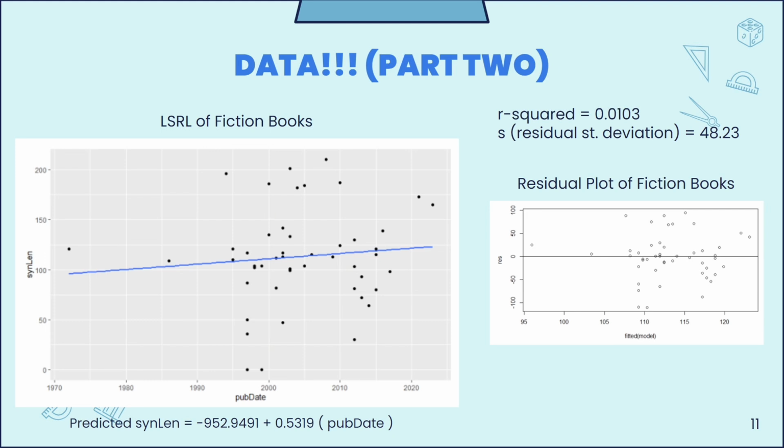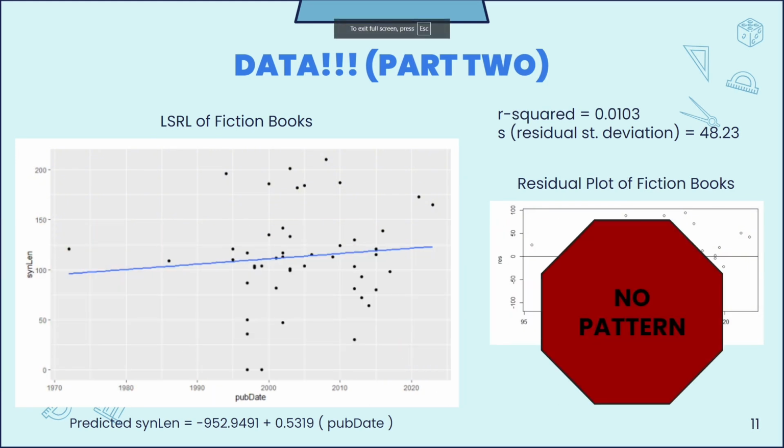Although our data is not very reliable, as r squared for the fiction books is 10.3%, in which only 10.3% of the variability is explained by our data. And our standard deviation value is 48.23 words, in which our data varies by 48 words on average, which is quite a lot, considering that our average synopsis length was around 100, which is half of our average synopsis length. And now, yet again, we turn our eyes to the residual plot where there is no pattern.